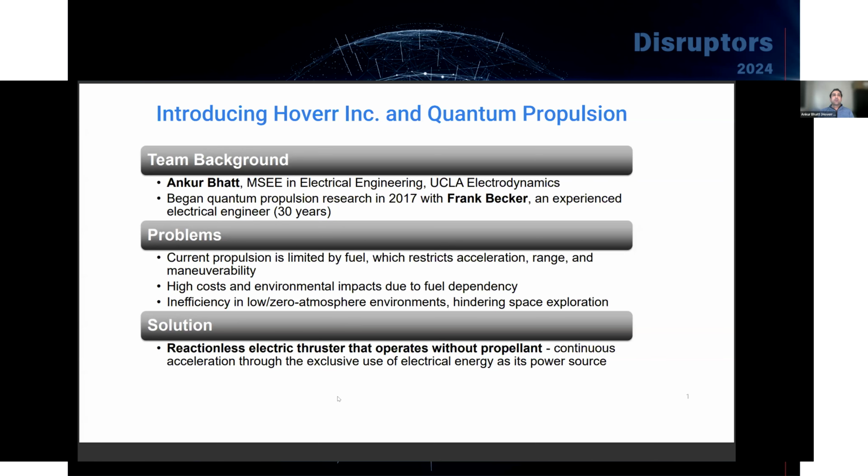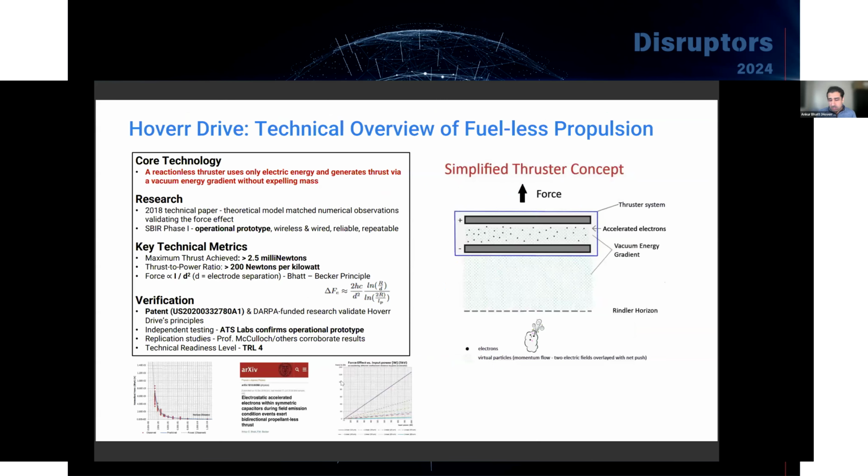So we created the hover drive. Our core technology is a reactionless thruster that only uses electrical energy and generates thrust by a vacuum energy gradient without expelling any mass. So I'll try to explain this as simply as I can.